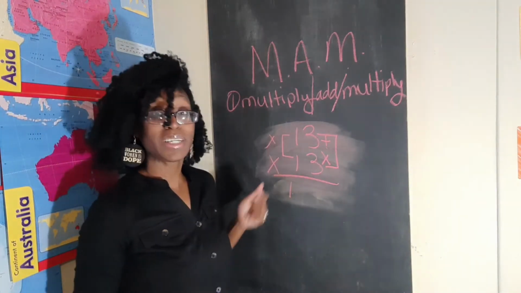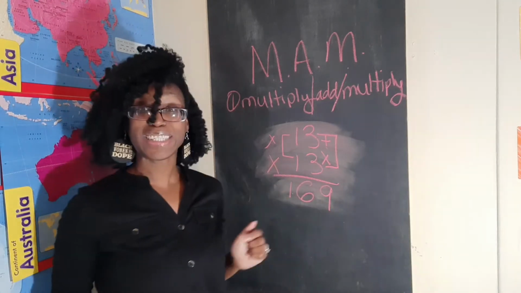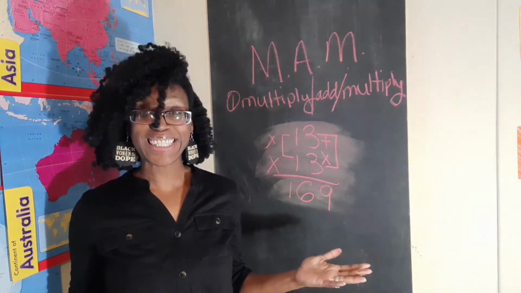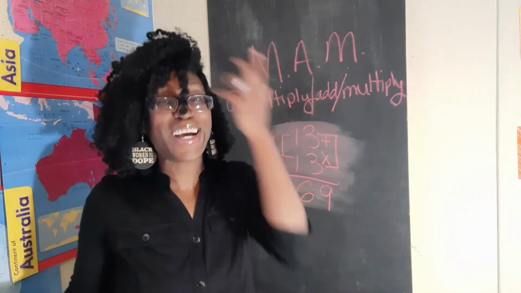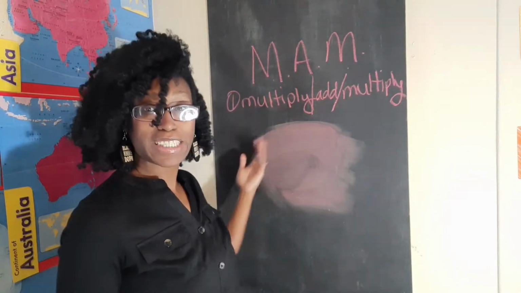So 3 plus 3 is 6. And 3 times 3 is 9. So 13 times 13 is 169. Easy, right? Go ahead and try the MAM method with 11 times 11.